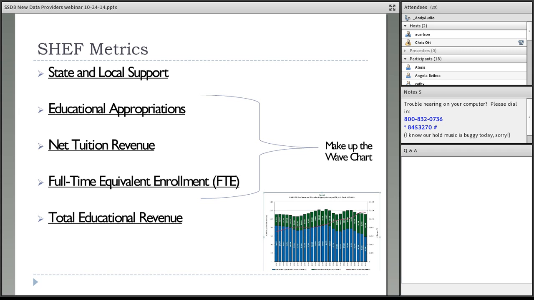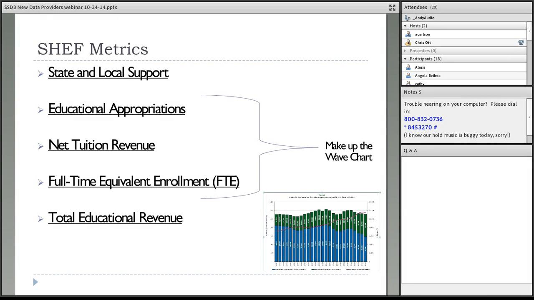We look at state and local support. We look at educational appropriations. We calculate net tuition revenue. And those last two, ed appropriations and net tuition revenue, are done on a per FTE basis. So therefore, we collect FTE. And then we also do total education revenue on a per student basis. Those three metrics in the middle make up what we call the wave chart.